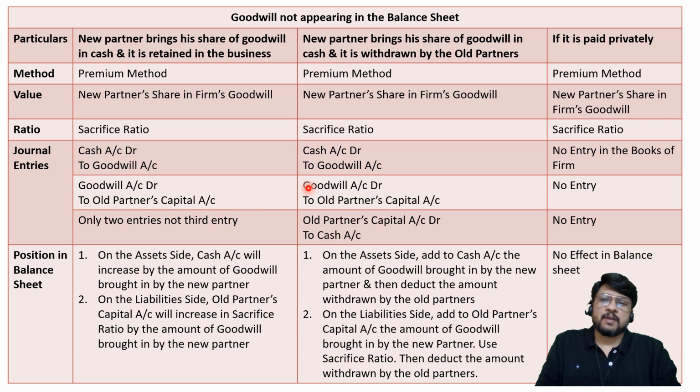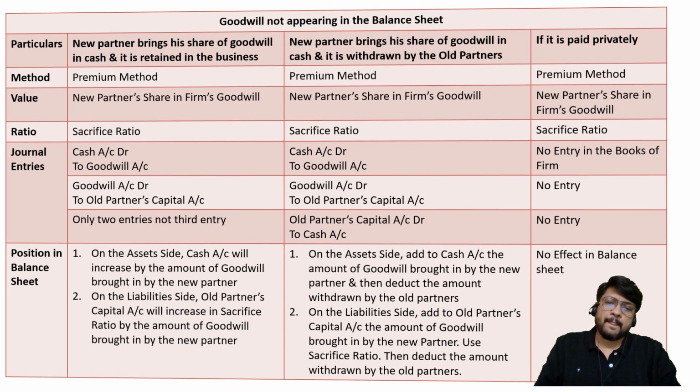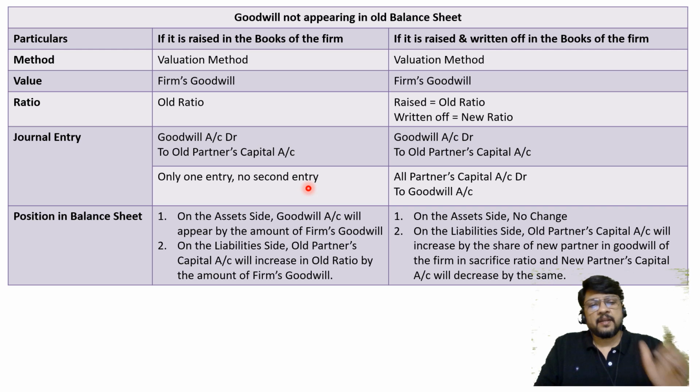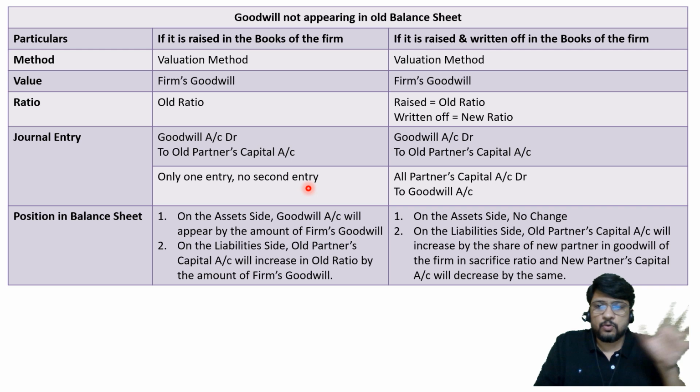Okay. So we have completed the first part, goodwill not appearing in balance sheet but premium method. That is, the new partner is bringing his share of goodwill in cash, which may be retained in the business or which may be withdrawn from the business. Now let us consider the second situation. Here again I am considering goodwill is not appearing in the old balance sheet. That means in the problem balance sheet, there is no goodwill.